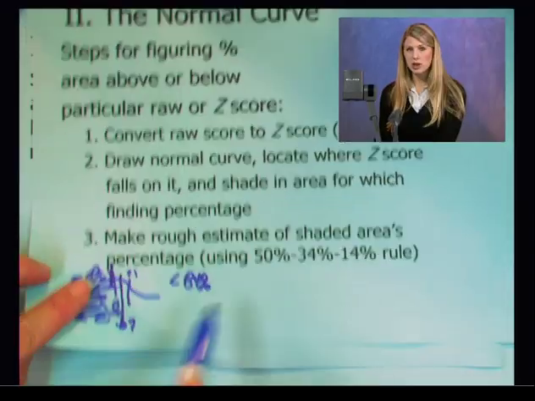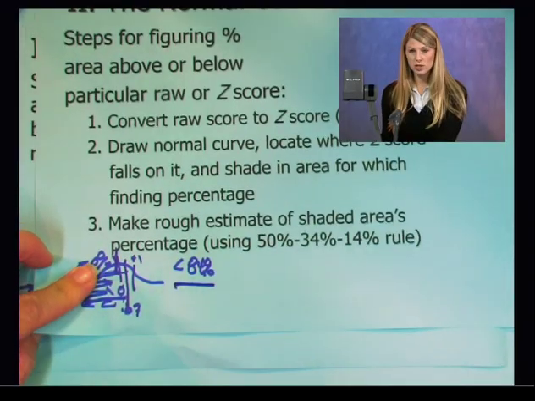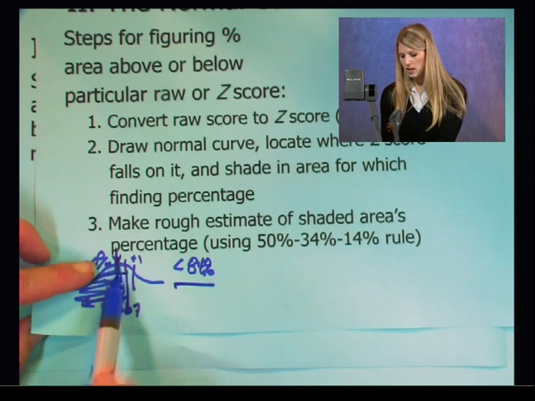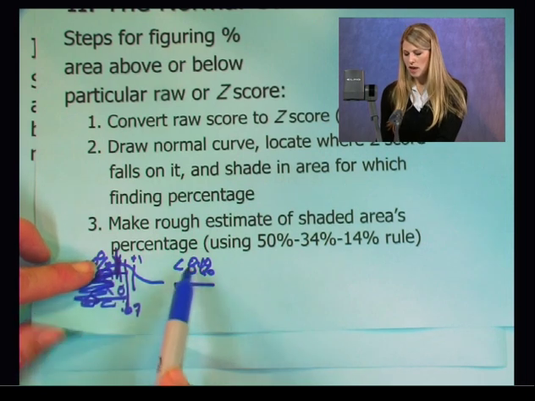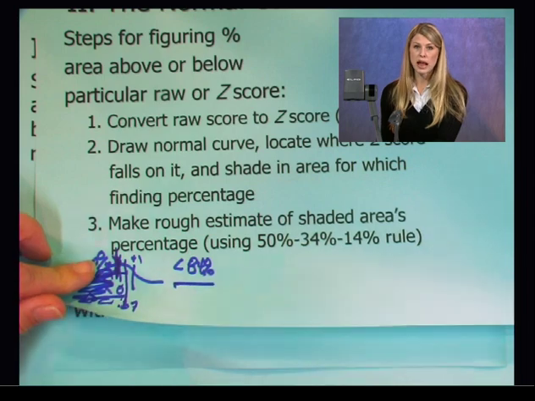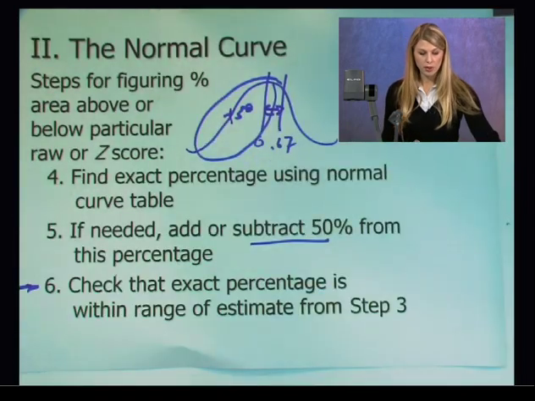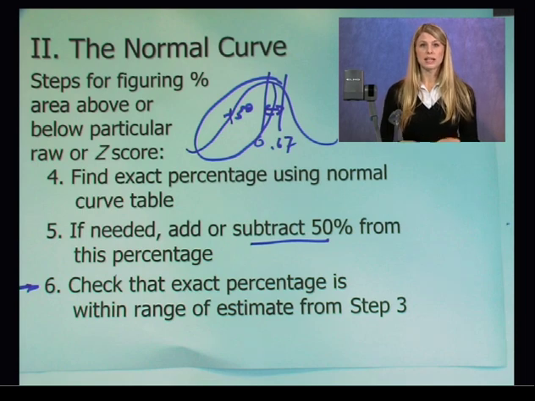So we already worked through this. We found that the exact percentage was about 75%. So then I go back to my original estimate. My original estimate was that it would be under 84%, but you know it's above 50 because you have 50 over here. And so 75 is between 50 and 84. It looks like you got the correct answer. And that's what you do to calculate the exact percentage below or above a specific score.